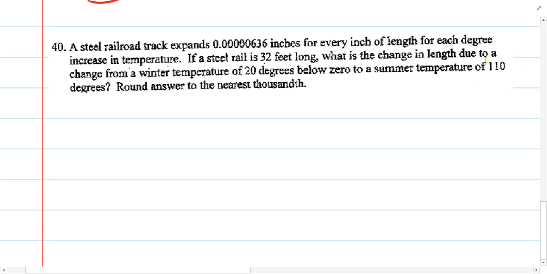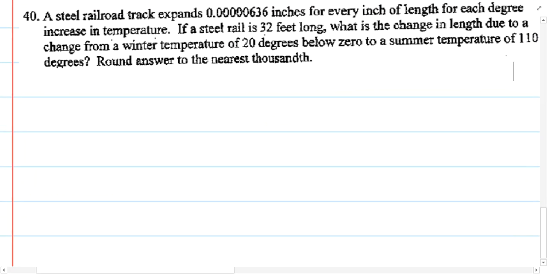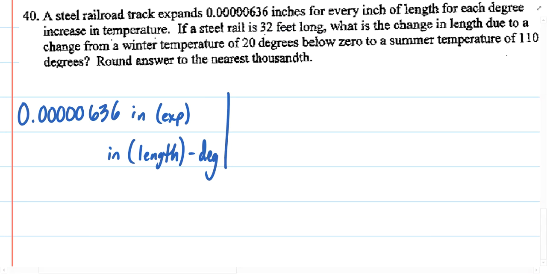So if you've ever looked at a railroad track, you'll notice that there are these expansion joints built in to allow for this, to compensate for that. And somebody had to plan for it. Somebody had to design this into the railroad system. So let's see exactly how much a 32-foot section of railroad track expands.